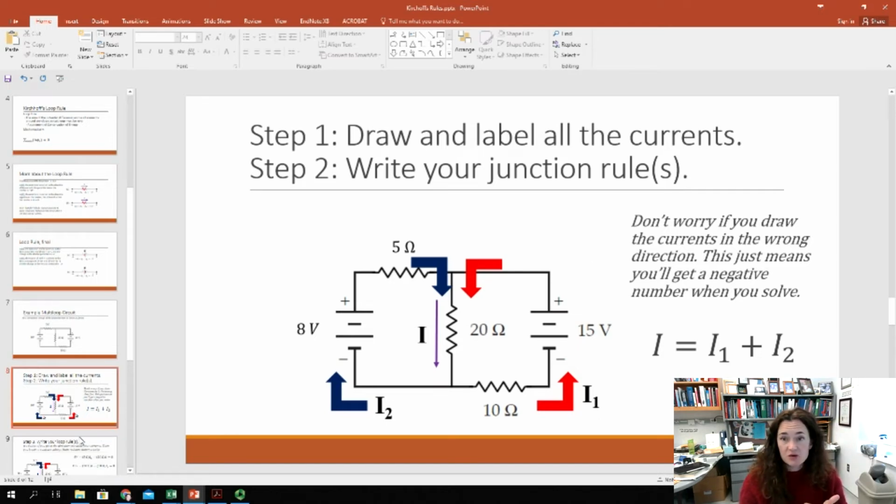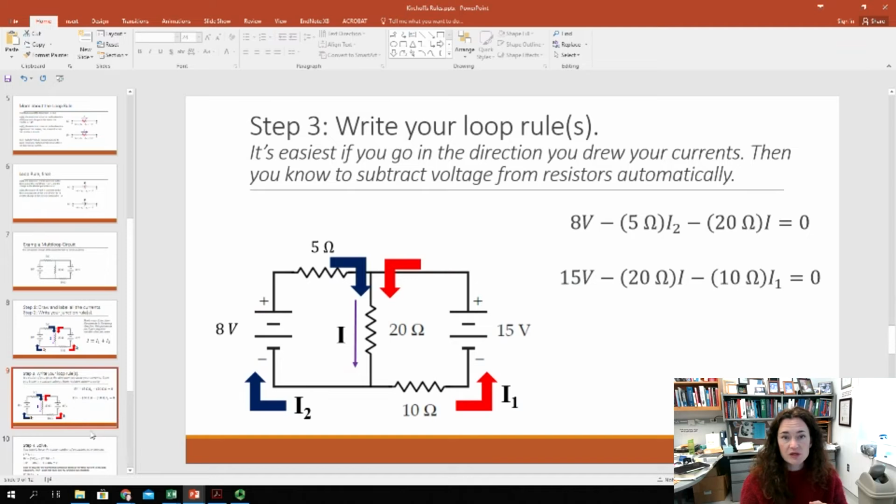Next, I like to write my loop rules. Okay, so here we go. Now, it's easiest, like I said, if you travel in your loop in the direction that you drew your currents. Then you know automatically to subtract those voltages from your resistors and you don't even have to think about it. So here I've drawn 2 loops. One goes through the 8-volt battery and one goes through the 15-volt battery.